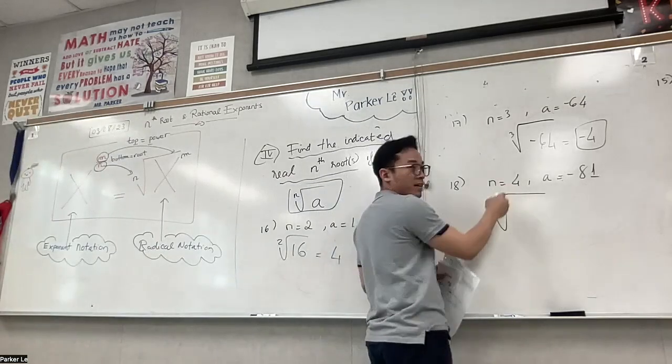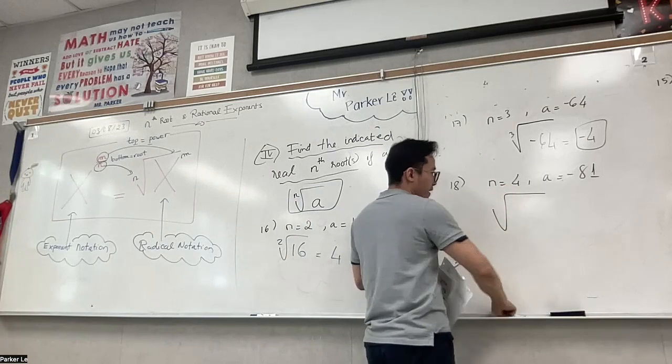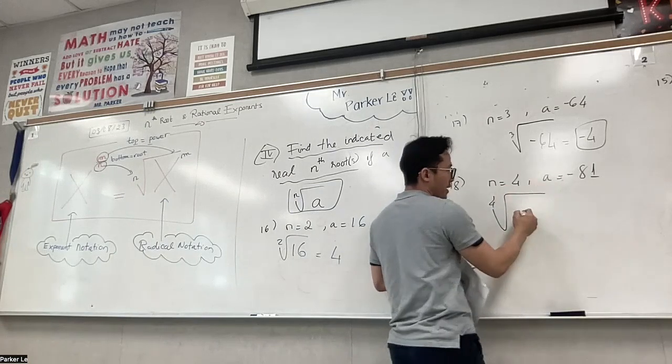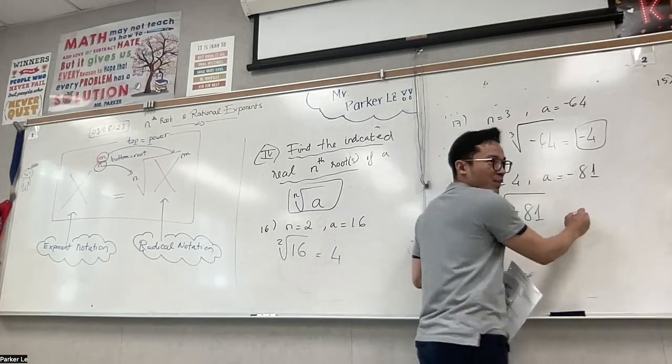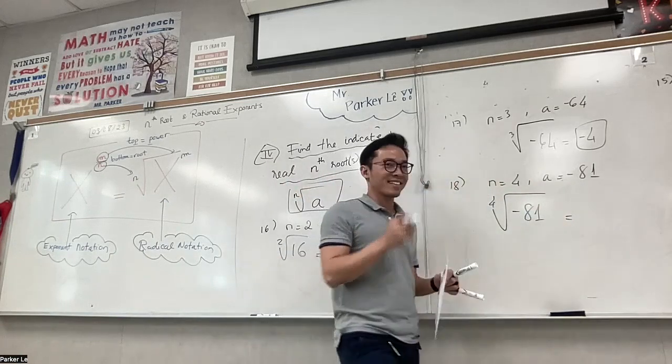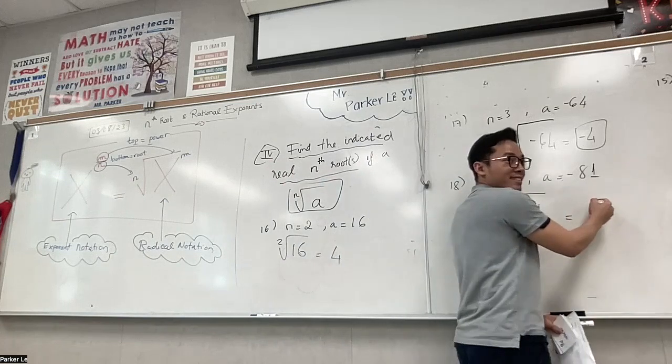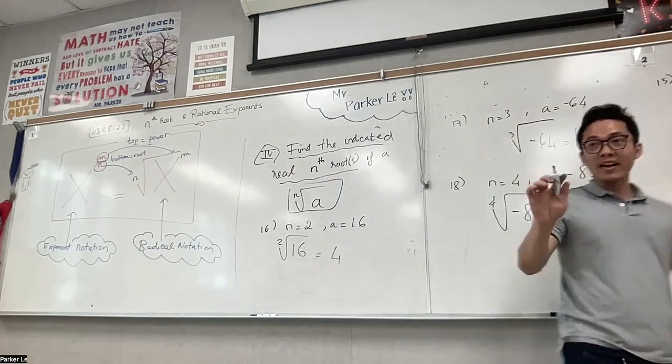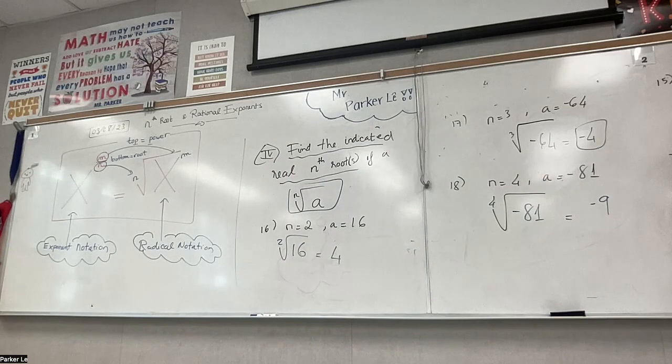All right, Yasmin, ready? What do I put for number 4? Outside, very good. What do I put inside? Negative 81. All right. What is it equal to? Ah, that is a tricky one. You say negative 9? Okay, negative 9. No, don't write yet. That means you say negative 9 times negative 9 times negative 9 times negative 9.